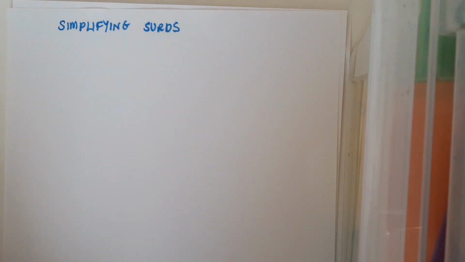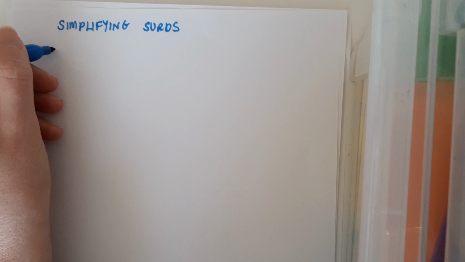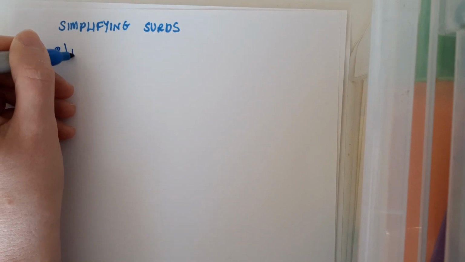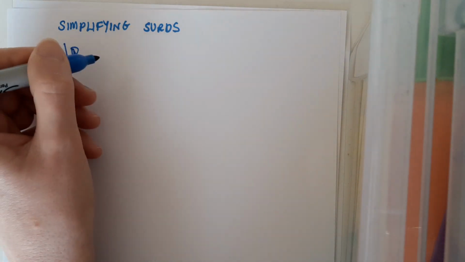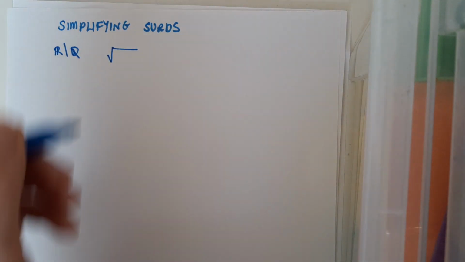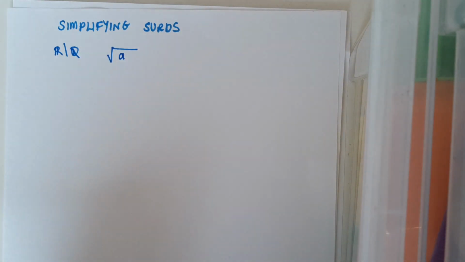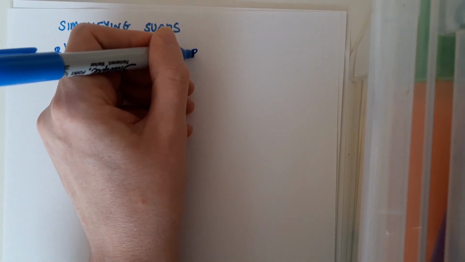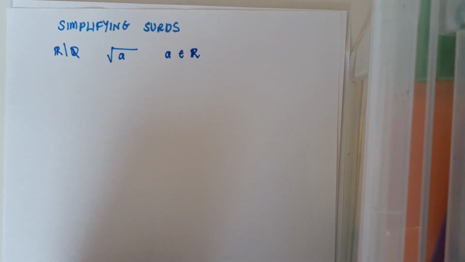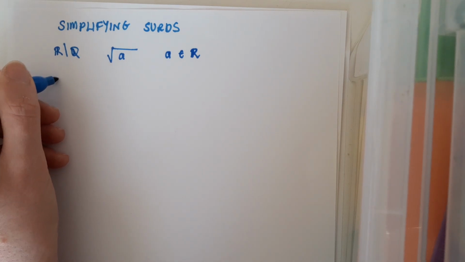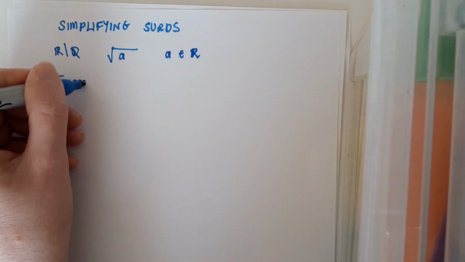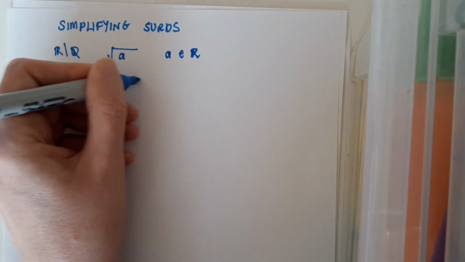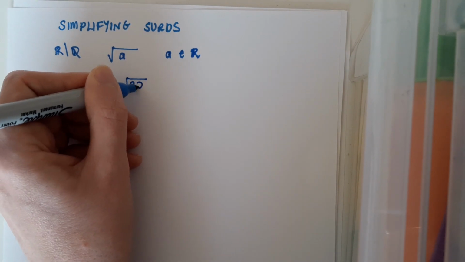So surds are irrational numbers. They're a member of the group R without Q, and they're written in the form root A, where A itself will be an element of the real number set. Okay? So we want to be able to simplify surds. For example, we might want to simplify something like root 20.